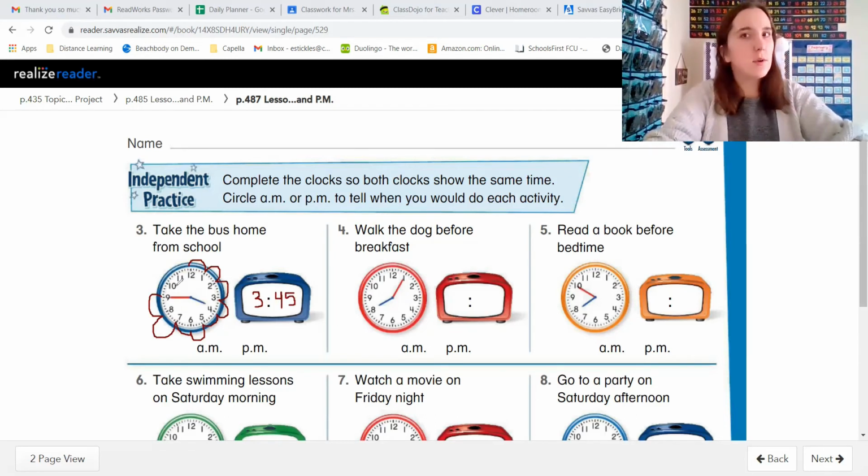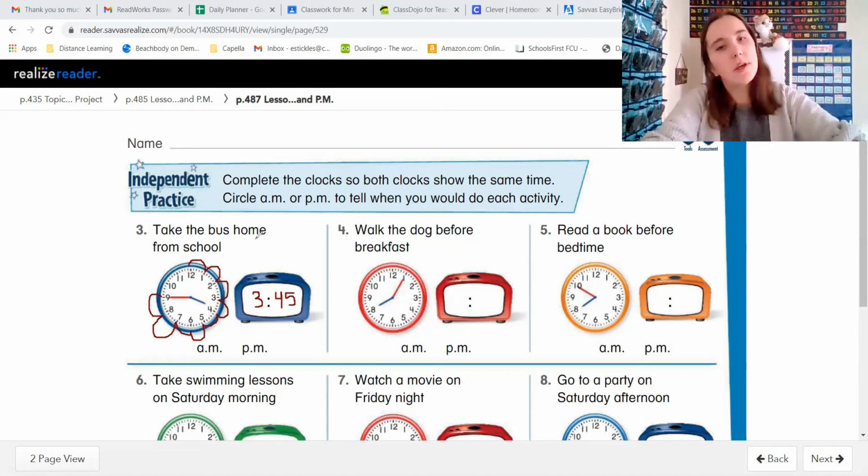Okay. So would this be in the morning or in the afternoon? Would it be AM or PM? You're taking the bus home from school. Is that AM or PM? That would be afternoon, right? So that would be in the PM. You don't take the bus to school at 3:45 in the morning. That'd be way too early.